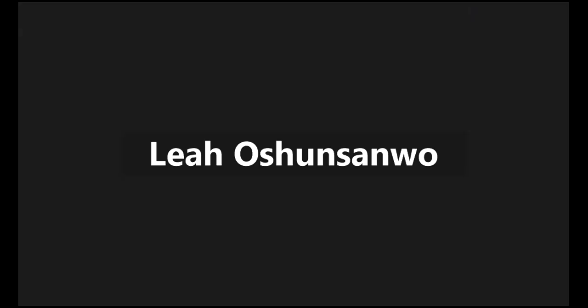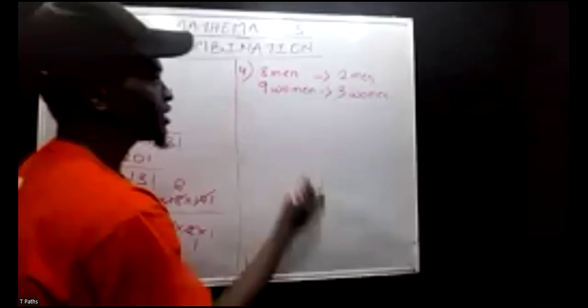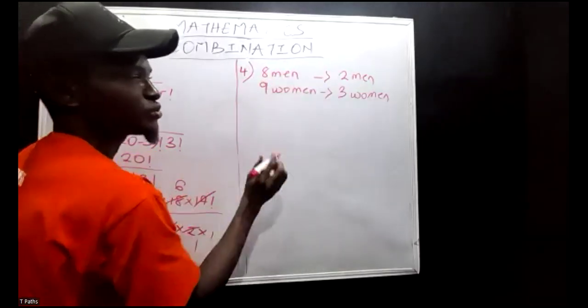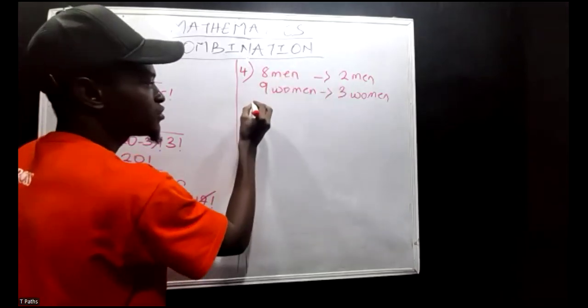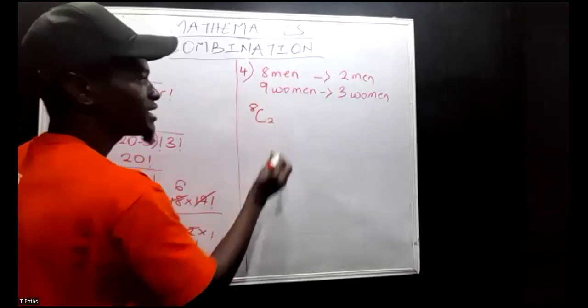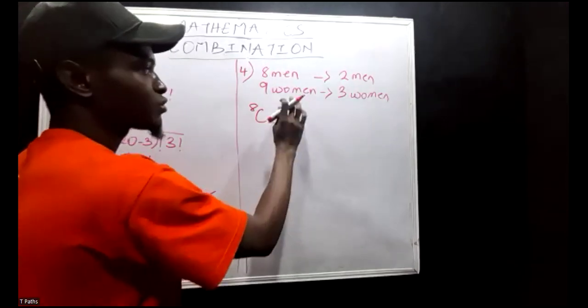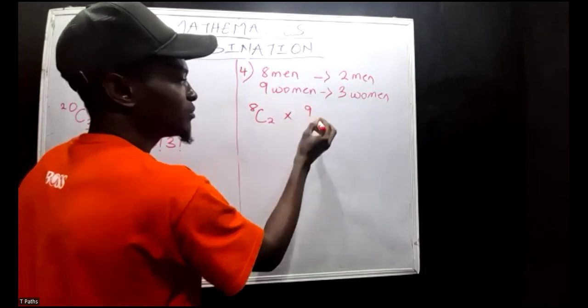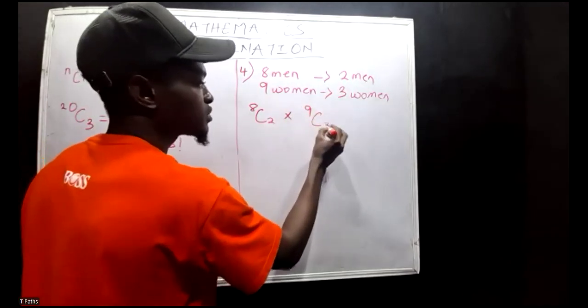Yes, sir. All right, going further, you are told to select two men from 8 men. We put that separately: we have 8 combination 2, because I'm selecting 2 men from 8 men. Then multiplied by that of the women. You are told to select 3 women from 9 women, so multiplied by 9 combination 3.